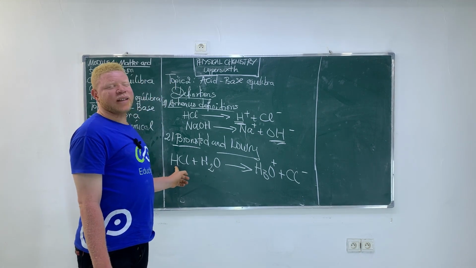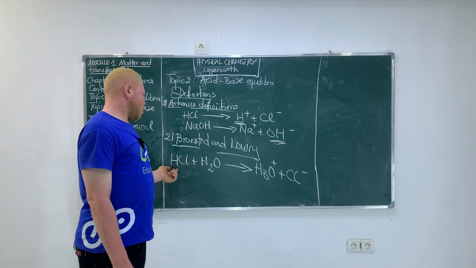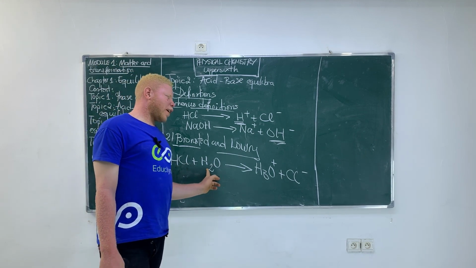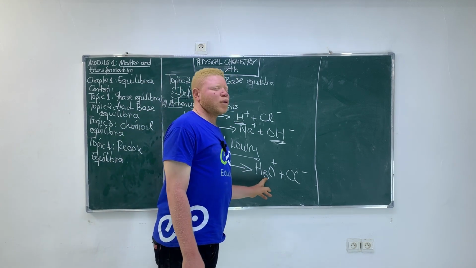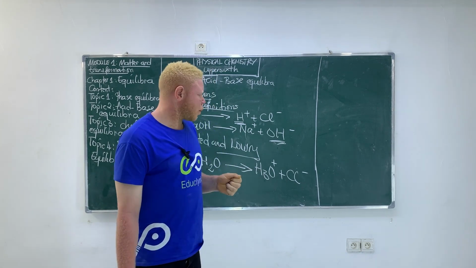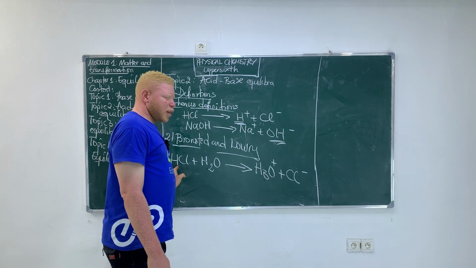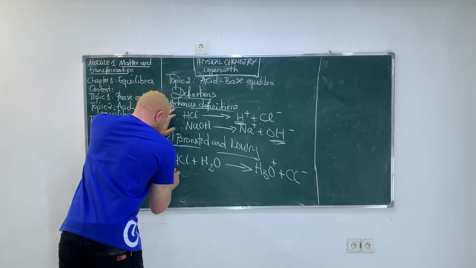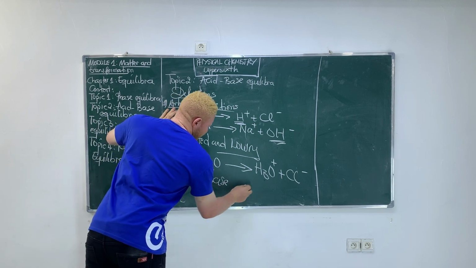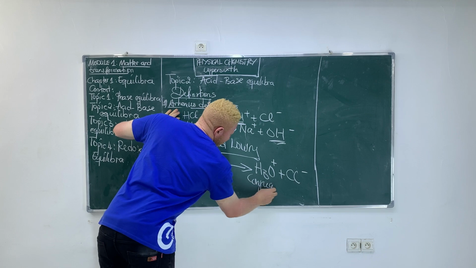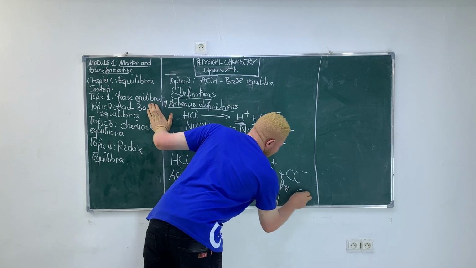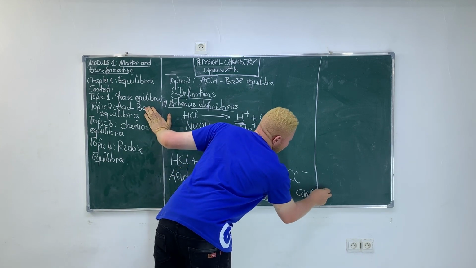So the acid initially is HCl. This proton, the proton is H plus, is given to water. That is why water now has 3 hydrogens to form the oxonium ion. The oxonium ion has 3 hydrogens. Then an acid is a proton donor. So here is the acid. Here is the base. Conjugate acid. Conjugate base.